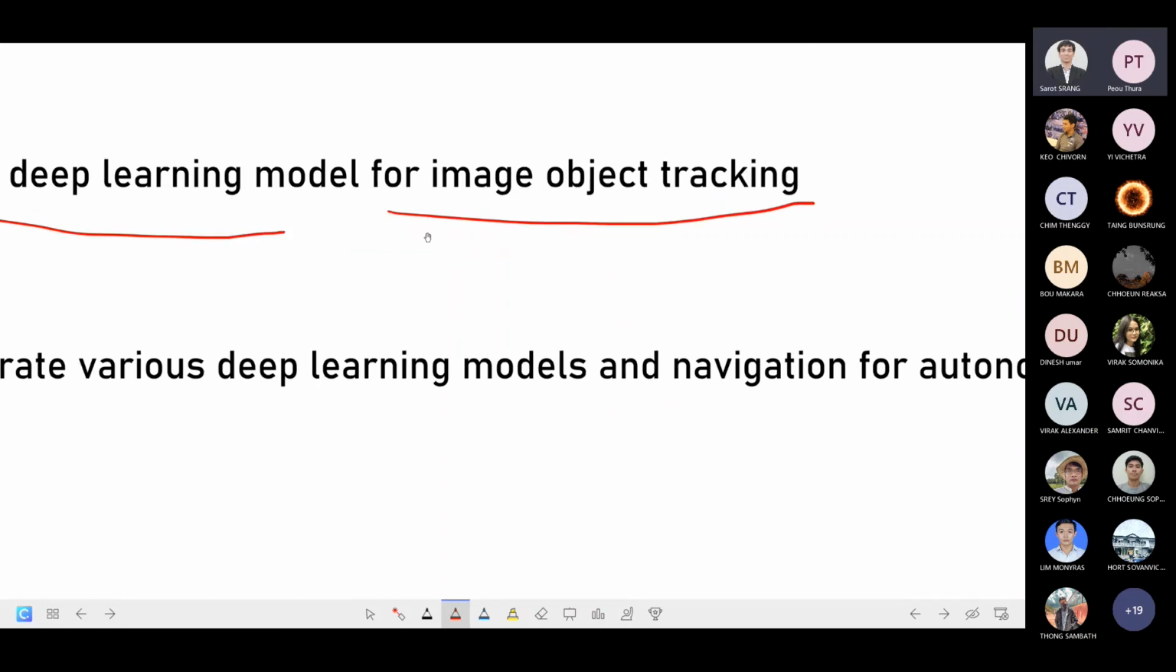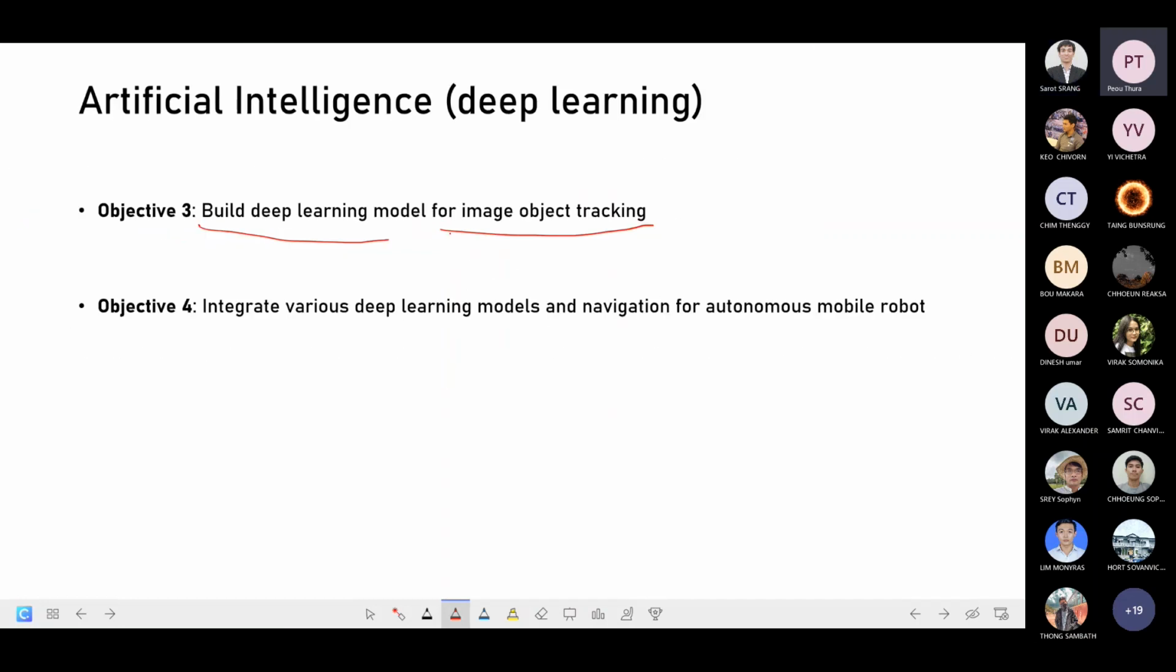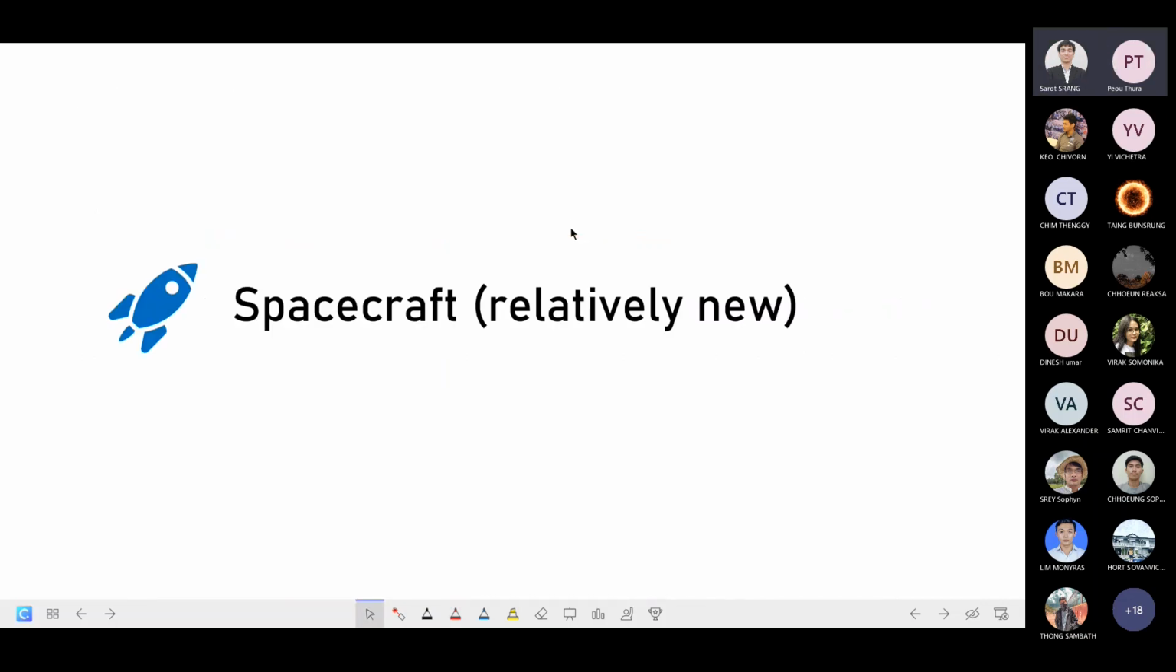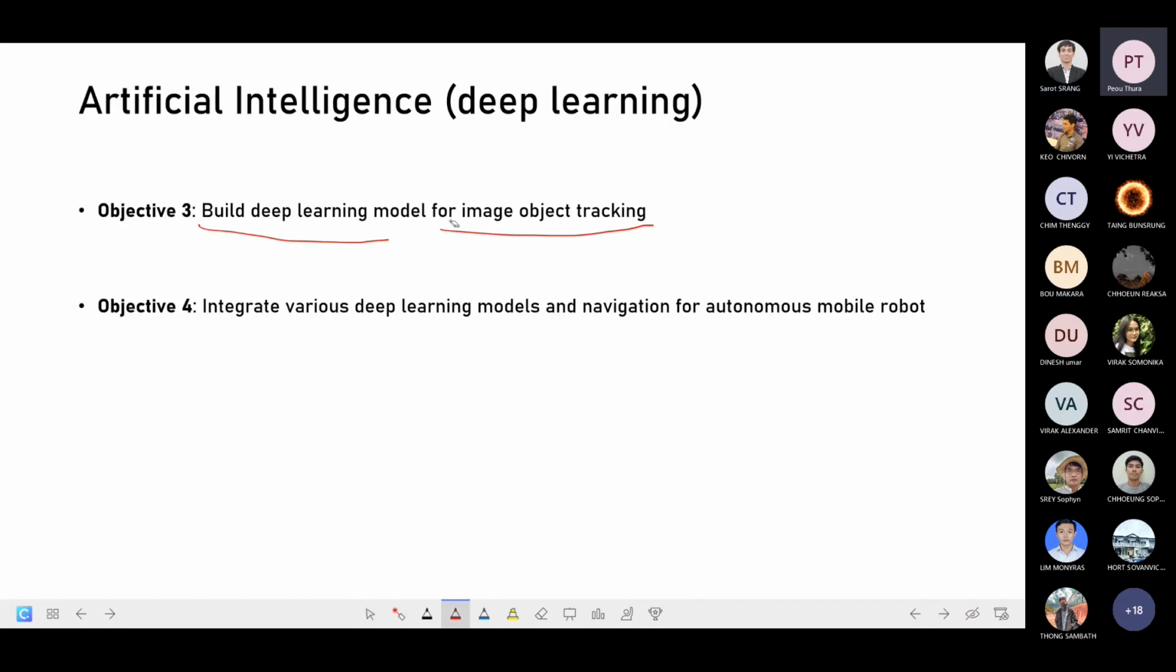For example, for a self-driving car, or even for a drone that needs to recognize buildings or something else. And then we need to integrate various deep learning models and navigation for an autonomous mobile robot. Here, we first try with a mobile robot because it is very safe and we can easily build a prototype.